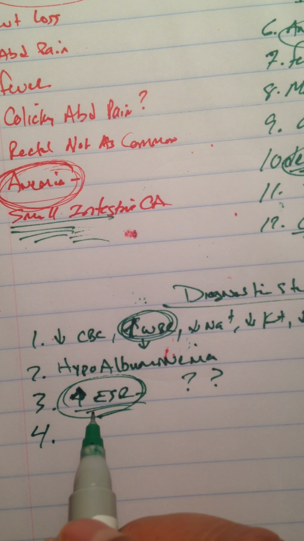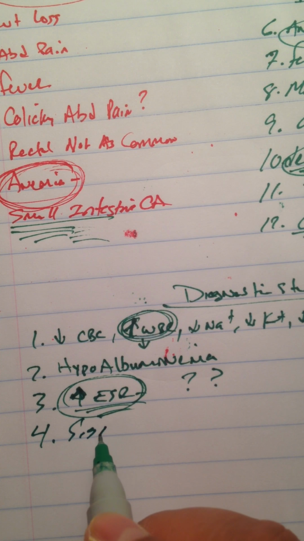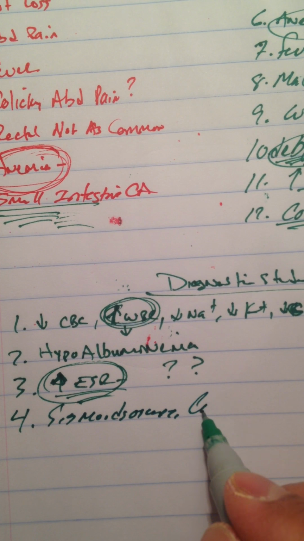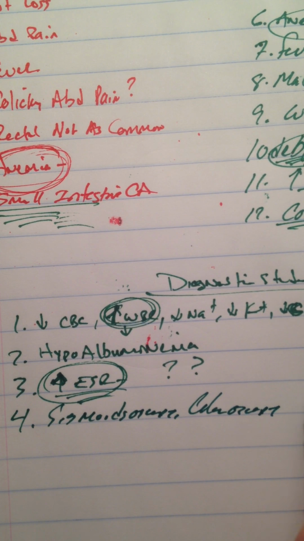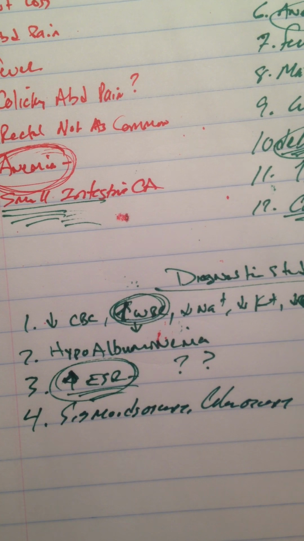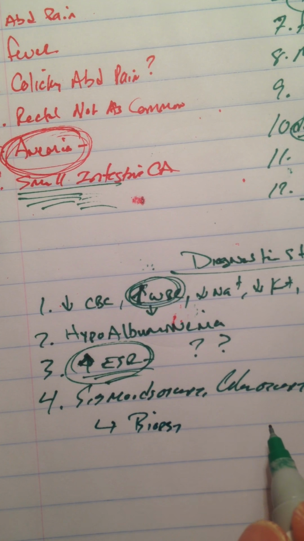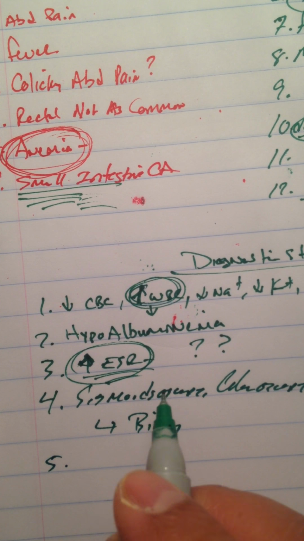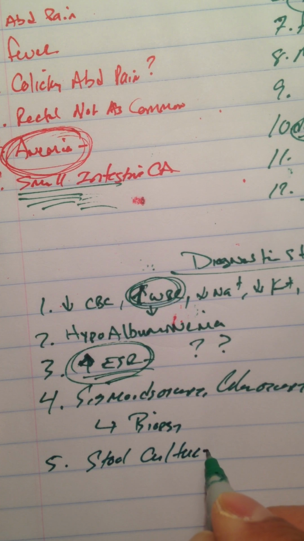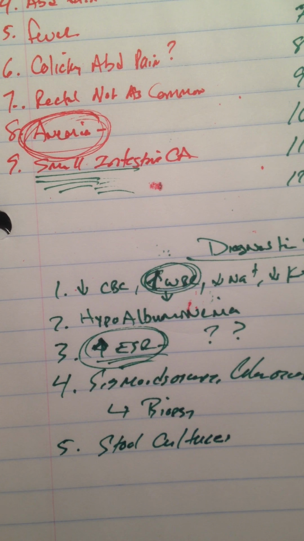Number 4. Another thing to help diagnose this would be a sigmoidoscopy or a colonoscopy. Once they do the sigmoidoscopy and colonoscopy, they will most likely also do a biopsy of that area. You can also do stool cultures. You also want to assess that stool. Is there a lot of blood? Is there a lot of mucus secretions with it?